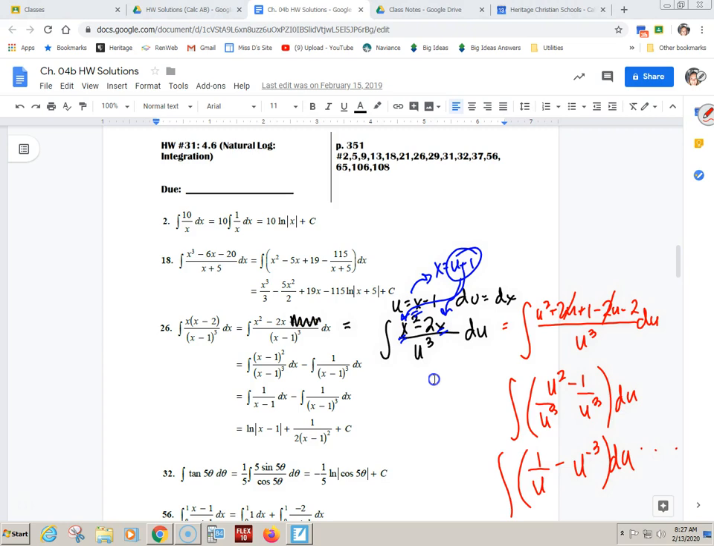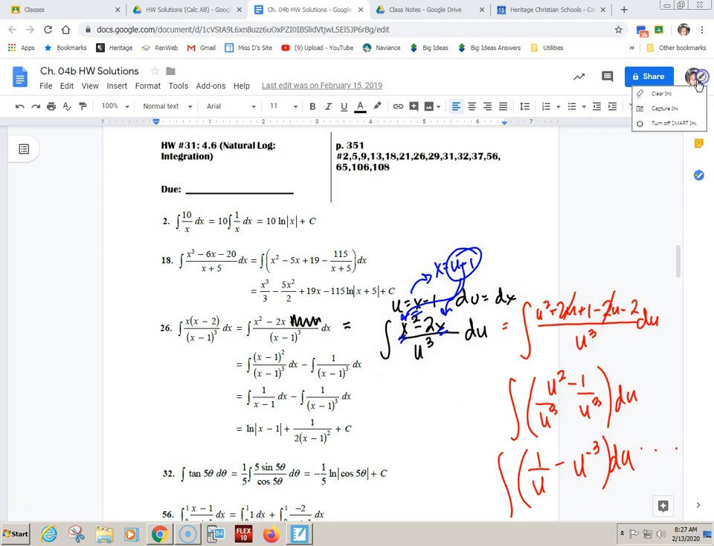That's the way I would have done it. I realized CalcChat was a little different because they were like, ooh, if I add 1 and subtract 1, I complete the square, little stinkers. Oh man, that made life a lot easier if you had just completed the square. But that's okay. Our way works too.